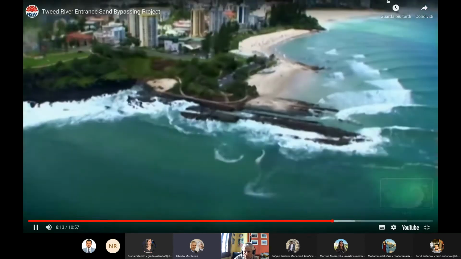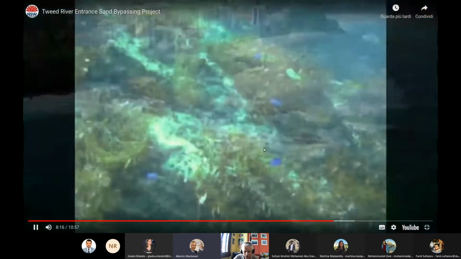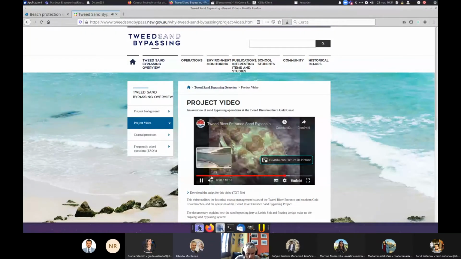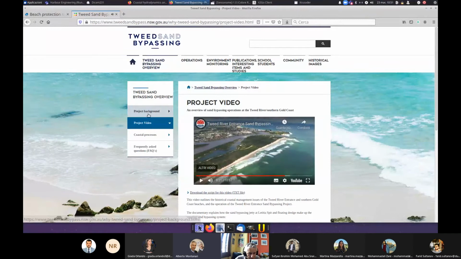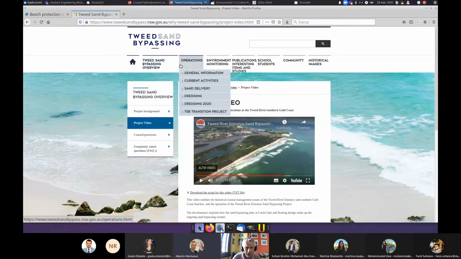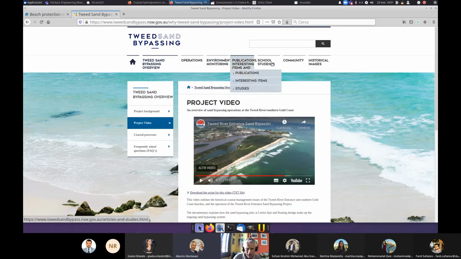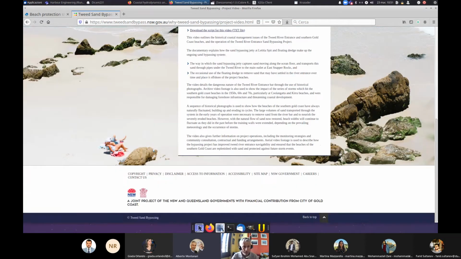I don't think it is here. Okay, let me just stop this and you can have a look at the video if you are interested. And now let me see, I think there are some pictures. Okay, but have a look. Basically what they do is bring the pipe on the other side of the river and then release the water with sand on the other side. Okay.